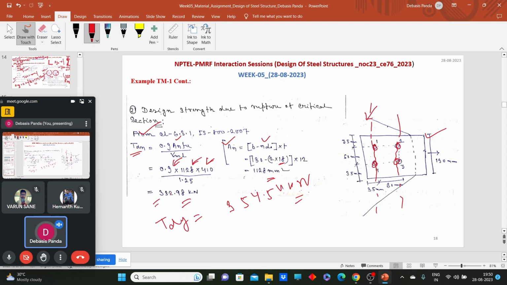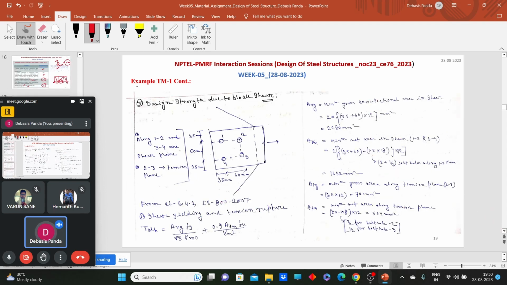Now we need to calculate the design strength due to block shear failure. So third part, design strength due to block shear failure. For this case the load is applied here. Obviously this is the connection between a gusset and a plate. This is your gusset and this is the plate. Here we have two shear planes, the planes parallel to the applied load. So 1-2 and 4-3 will be the shear planes, and 2-3 will be the tension plane.